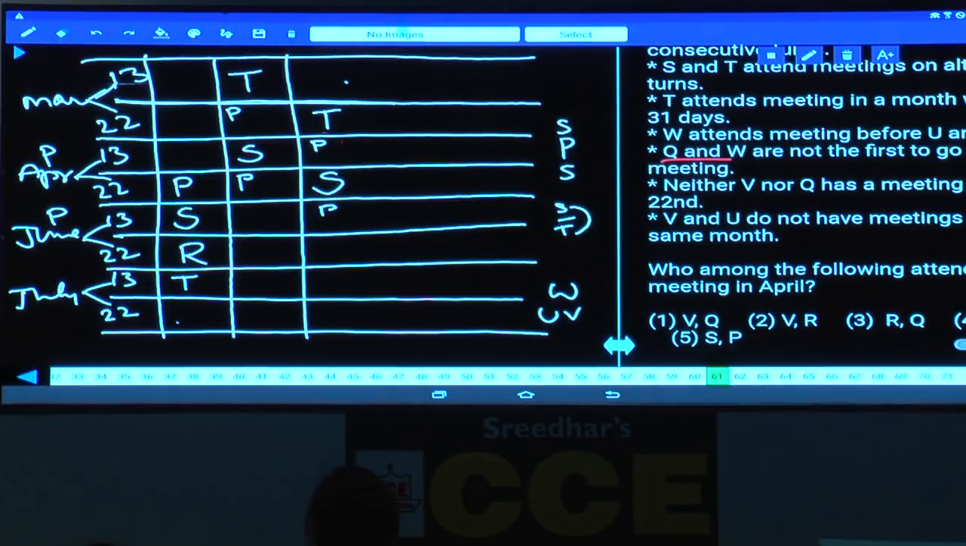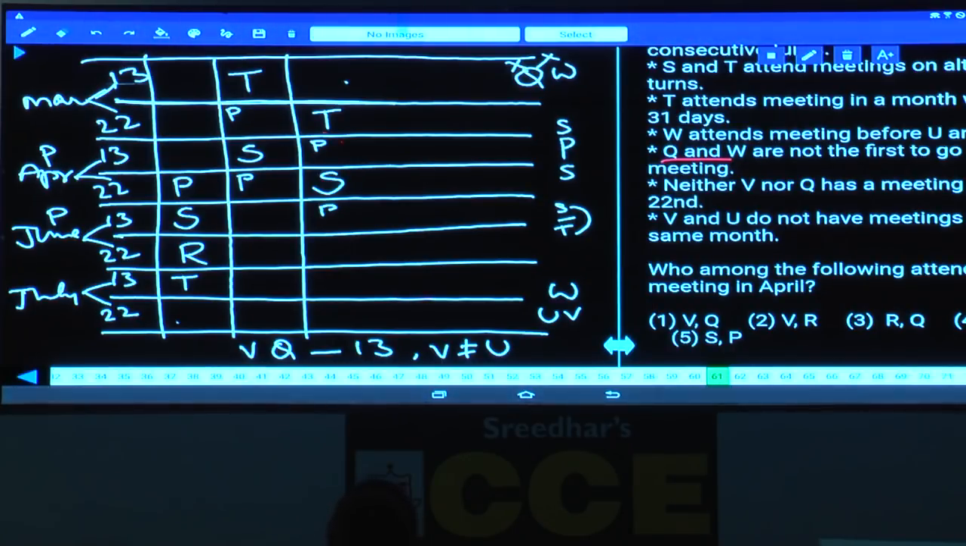Q and W are not the first to go for the meeting. Q and W cannot be here at all. And neither V nor Q has a meeting on the 22nd. V and Q must be on the 13th of any one of these months, cannot be on the 22nd. And V and U do not have a meeting in the same month. V and U are having it in different months. Now these are the possibilities we have.